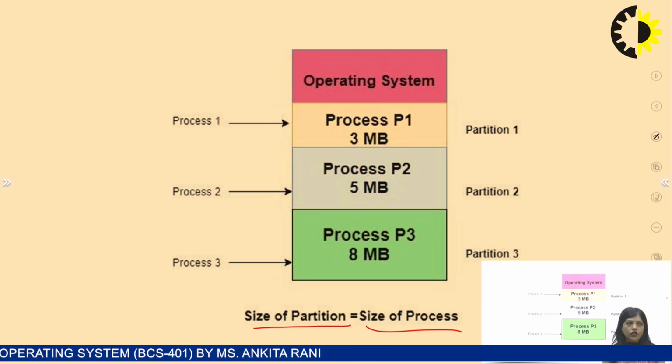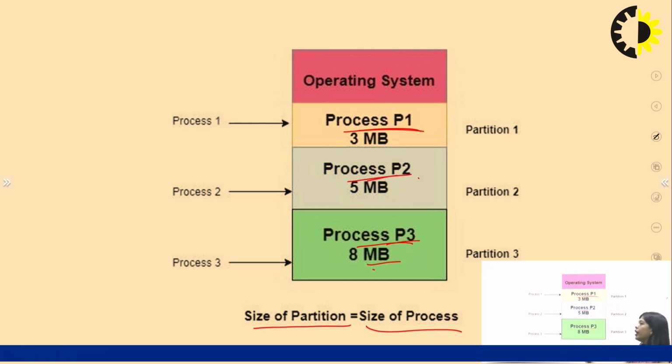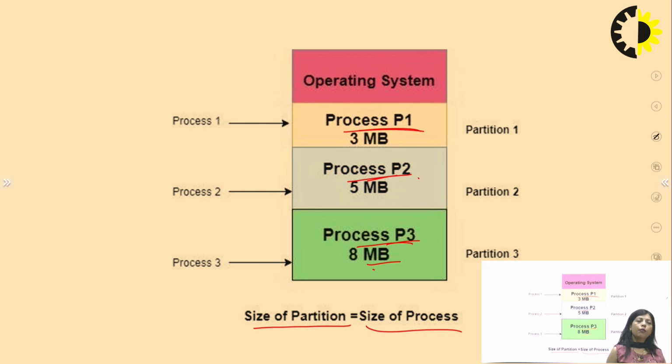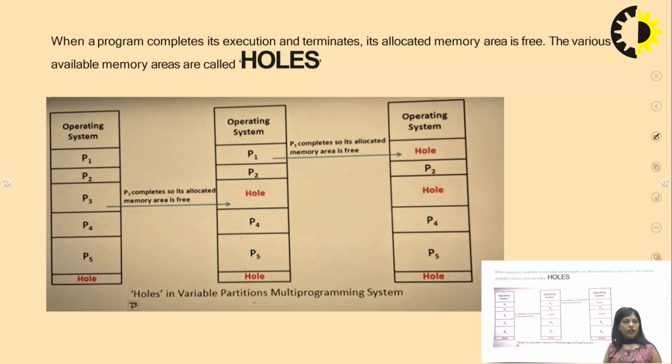For example, in an operating system, we have a process P1 of 3 MB, a process P2 of 5 MB, and a process P3 of 8 MB. So process P1 has a size of 3 MB and the block size is also 3 MB. Similarly for the others. So this is called variable size partitioning.